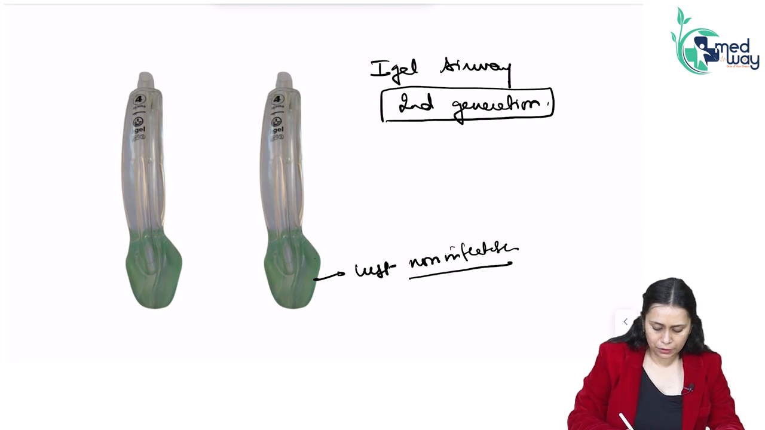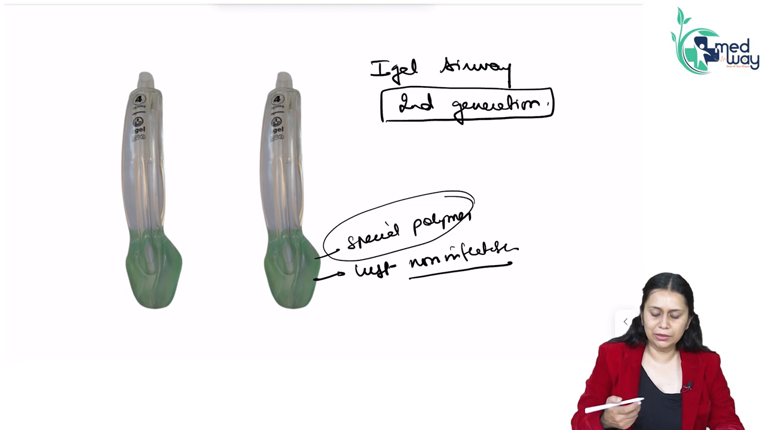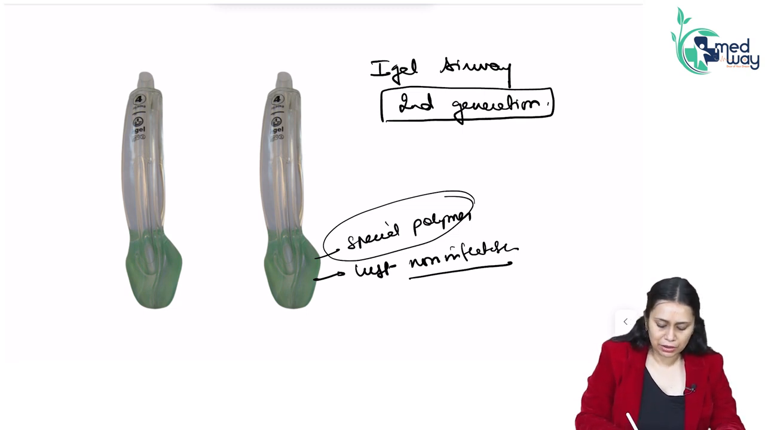This is made up of special polymer. Now again, this is very easy to insert and very quick to insert like other supraglottic airway devices. This is also second generation. So this is also comparable to ET tube in preventing aspiration.